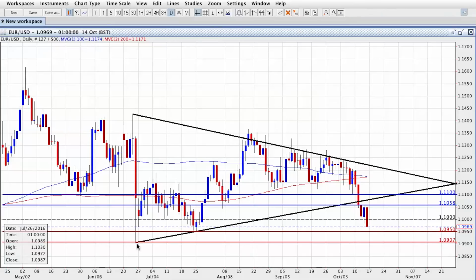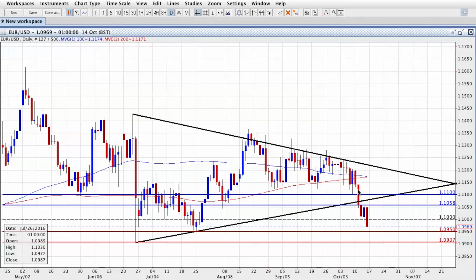I think the psychological 110 on the euro is the pivot. It's had some trouble moving underneath there last week, so if we do move back above there, that will be a positive sign for the euro. And of course, the actual triangle itself is currently topping out just underneath the 111. Any break back in there, and that's really what the euro needs to take the bearish pressure off.